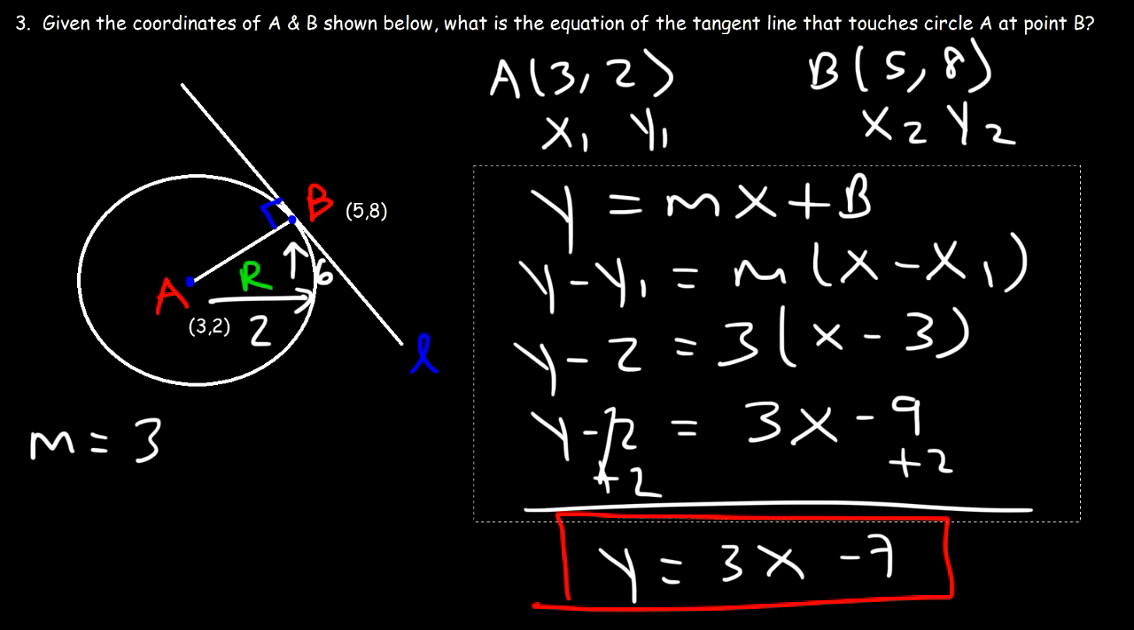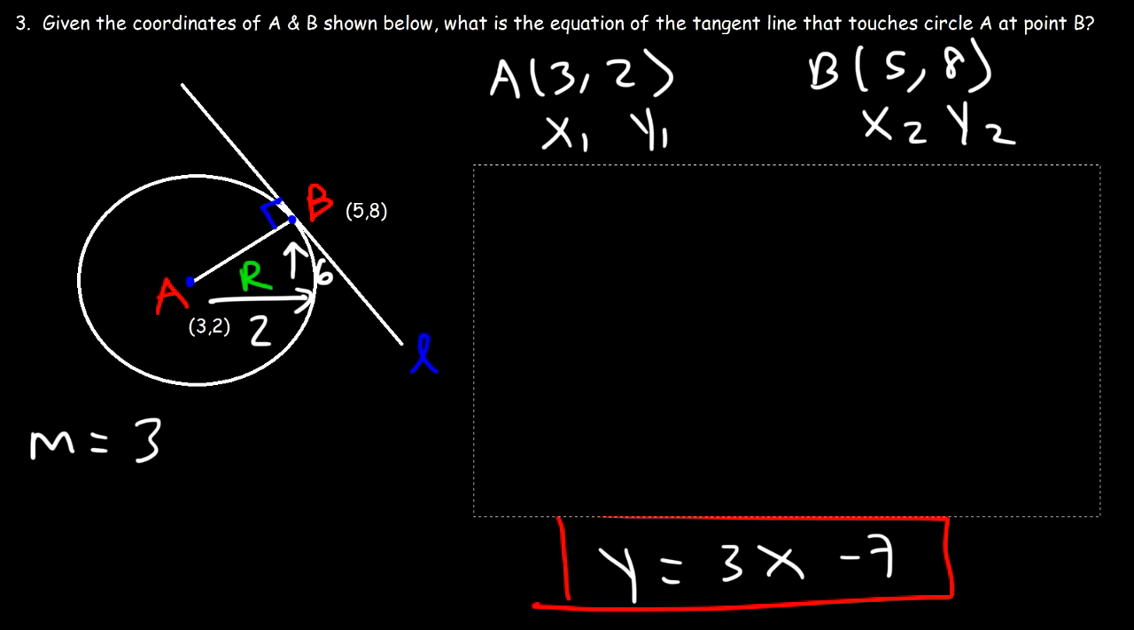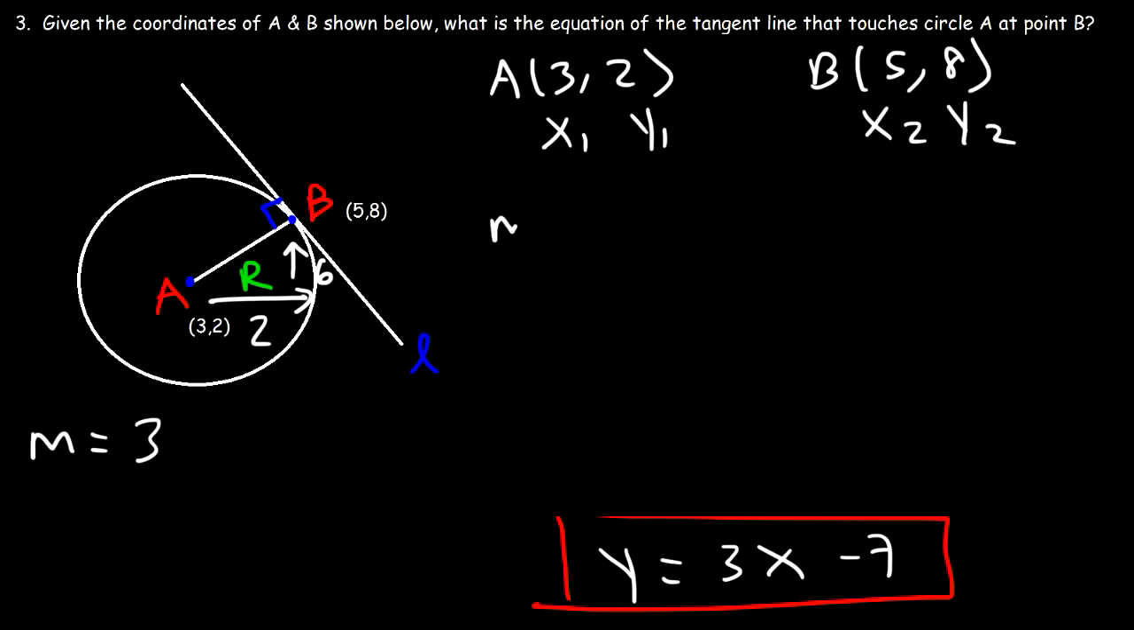Now let's write the equation of the tangent line. First, we need to calculate the slope of the perpendicular line, or the tangent line. The tangent line is perpendicular to line AB. And so what is the slope of a perpendicular line? To find it, what you need to do is flip the fraction and change the sign. So instead of being 3 over 1, it's going to be 1 over 3. And instead of being positive 3, it's going to be negative 1 over 3. So that's how you can find the slope of a perpendicular line.